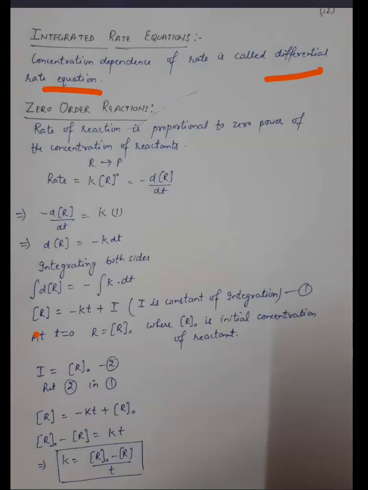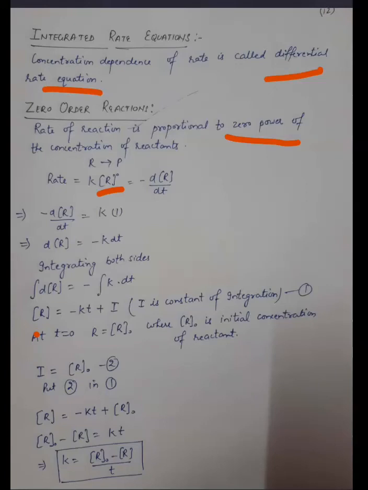What is zero order reaction? Zero order reaction is the reaction in which rate is directly proportional to zero power of the concentration of reactant. Like consider R to P. So rate will be K R to the power 0 because it is zero order reaction. Differential case: minus dR upon dt is equal to K, because something raised to the power 0 is equal to 1.